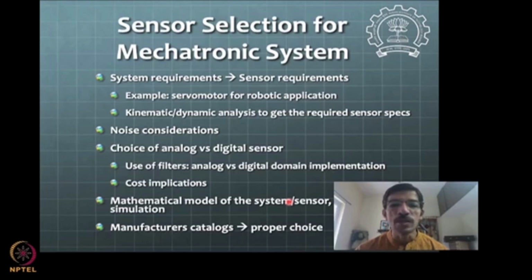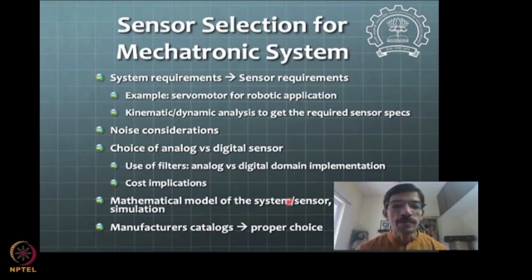Then the second one is noise consideration. If you are doing analog sensing versus digital sensing, you need to worry about the noise. You may need to filter, or take care of the noise in the analog domain, or in the digital domain. For example, if the wire or the sensor is already giving some noise before even getting into the digital domain, you may pass the sensor output through some analog filter. Some simple RC circuit will take care of that.